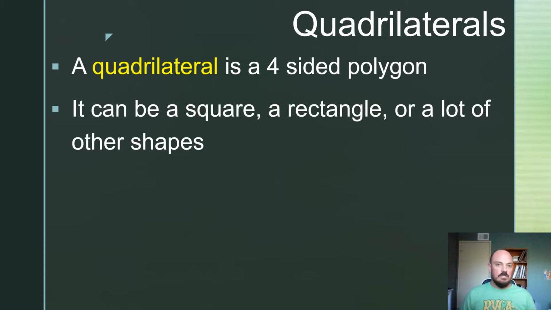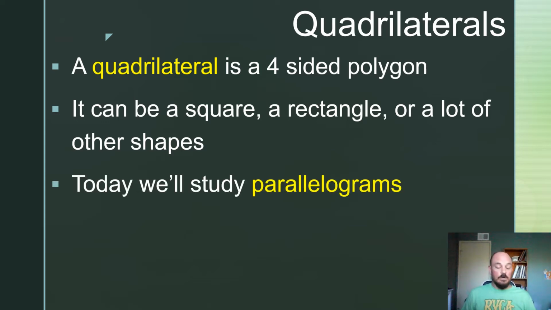Now, when you first think of a four-sided polygon, probably the very first thing you think of is a square, and the very second thing you think of is a rectangle. Those really are very common quadrilaterals, but not every quadrilateral is a square or a rectangle. There are a lot of other shapes too. So for example, for today, we're going to study a quadrilateral called a parallelogram.